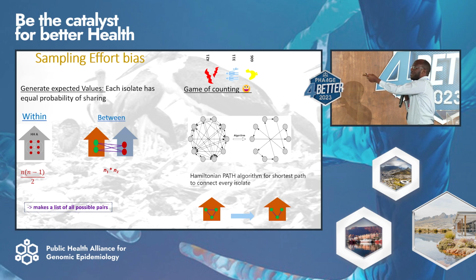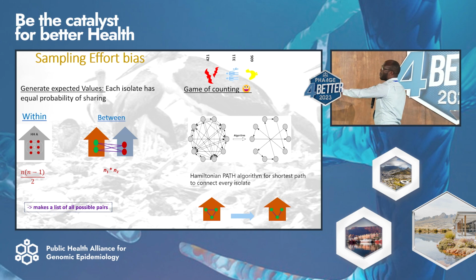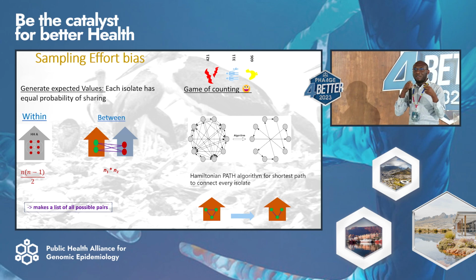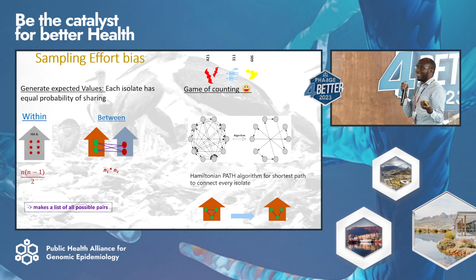That would be 4 times 3 over 2. Then between households would be N1 times N2. And then we had a list of all the possible pairs, but then we have a problem, which is a graph problem. That is, you have this mess here, in the first one. Everything is connected with everything else.